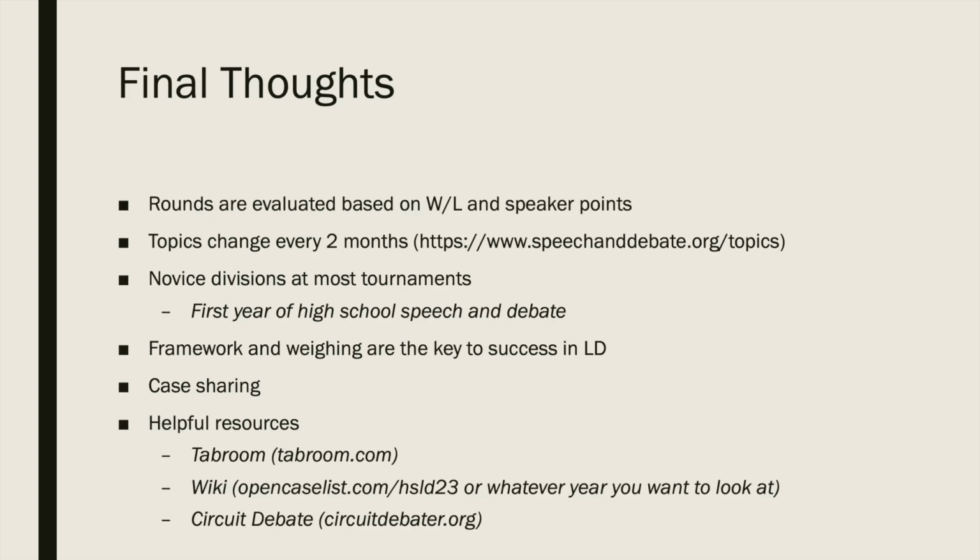So some final thoughts, things that are important if you're just getting started with LD debate. Rounds are evaluated based on 2 things. So one side will win, one side will lose. But both sides will also be assigned speaker points, which are on a scale of up to 30. The typical range is 25 to 30. You typically only see speaks below 25 if there are ethical concerns or plagiarism or things like that. Generally speaking, speaker points range from 25 to 30.